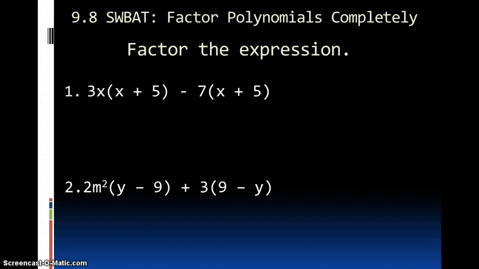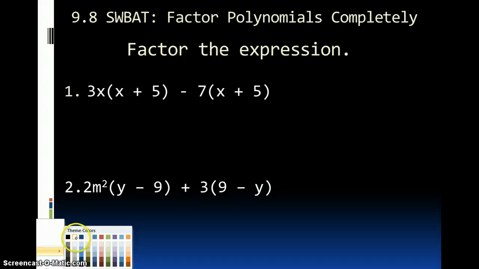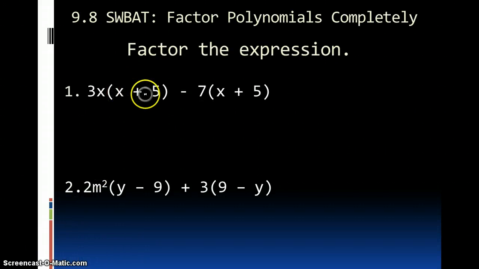For number 1, we have 3x times x plus 5 minus 7 times x plus 5. If you look at these two terms, they both have something in common. What might they have in common? Well, your first one has x plus 5, and so does your second one. So I'm going to factor x plus 5 out from both terms.